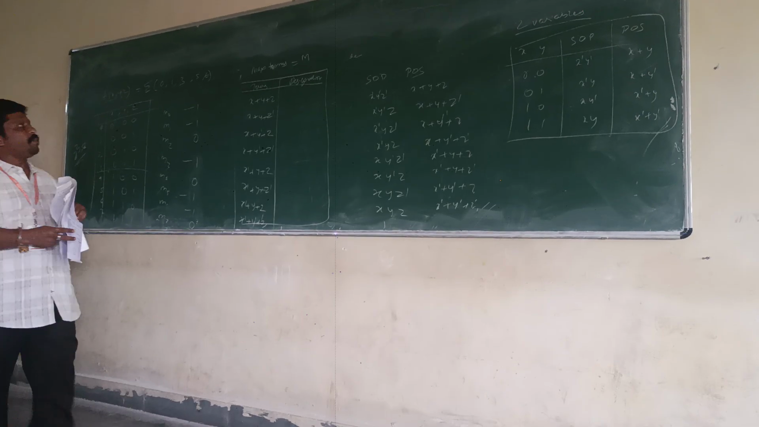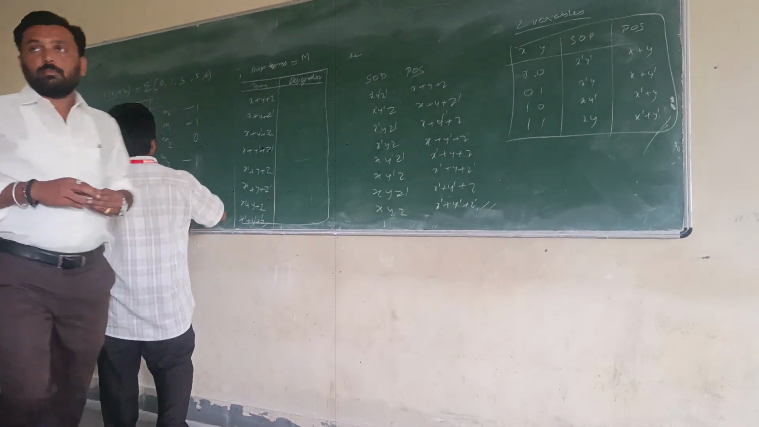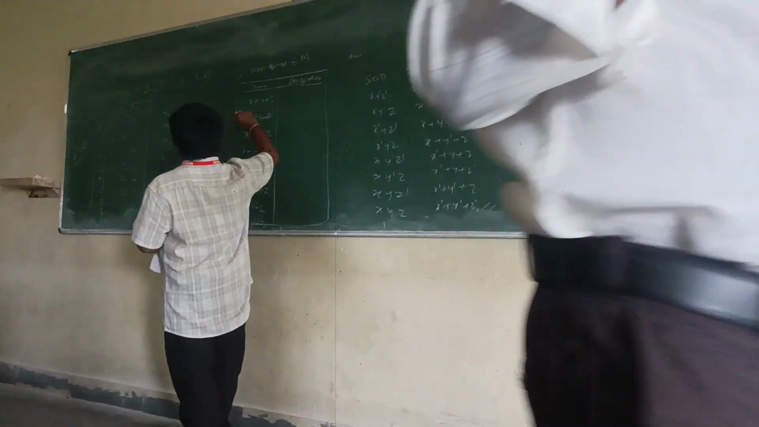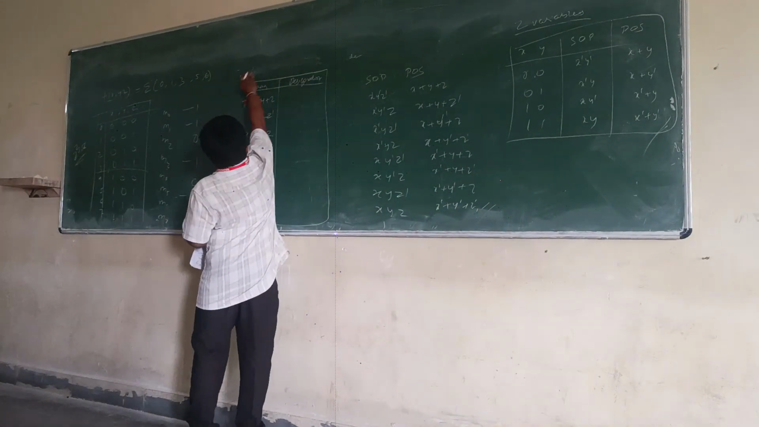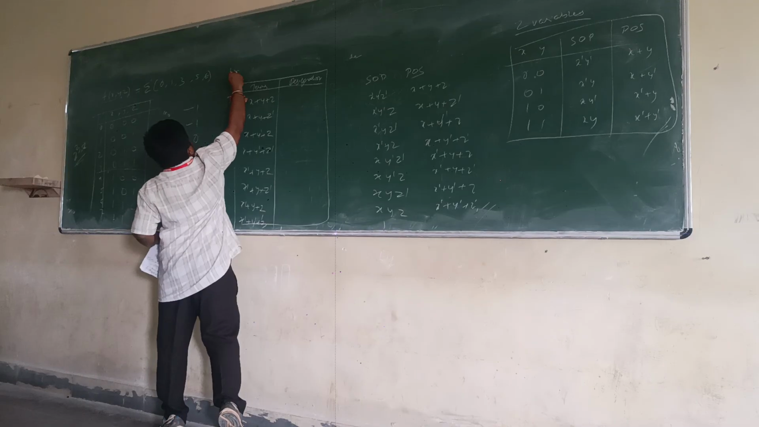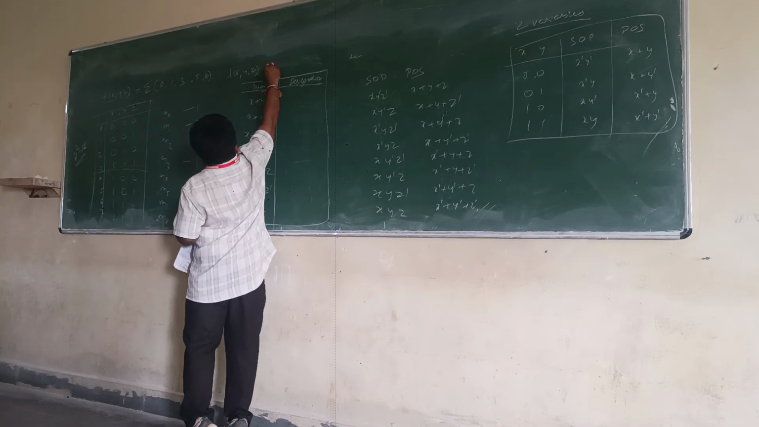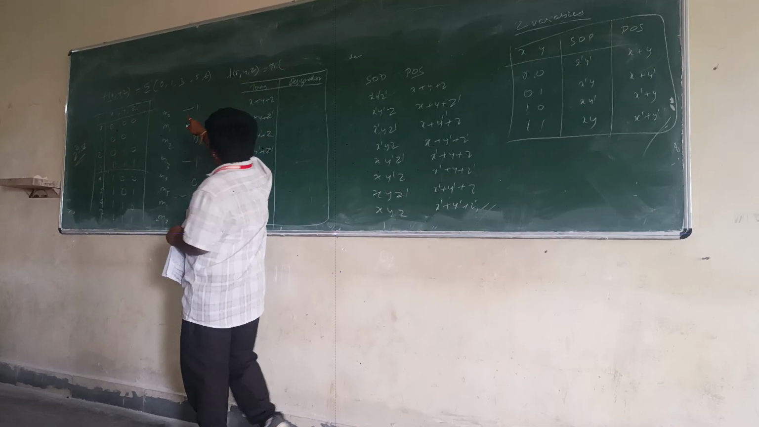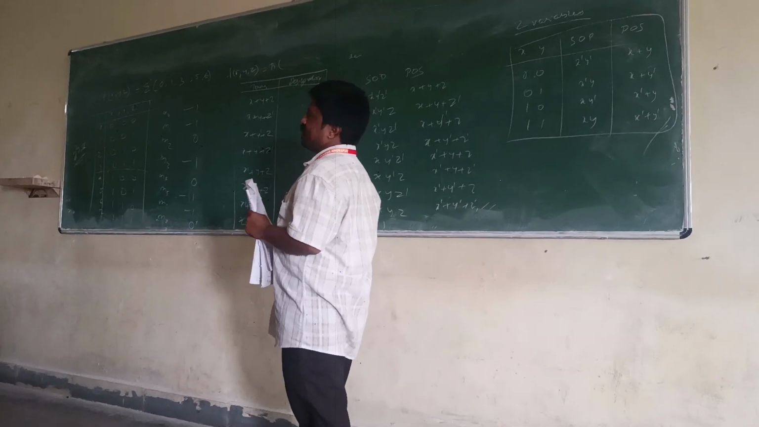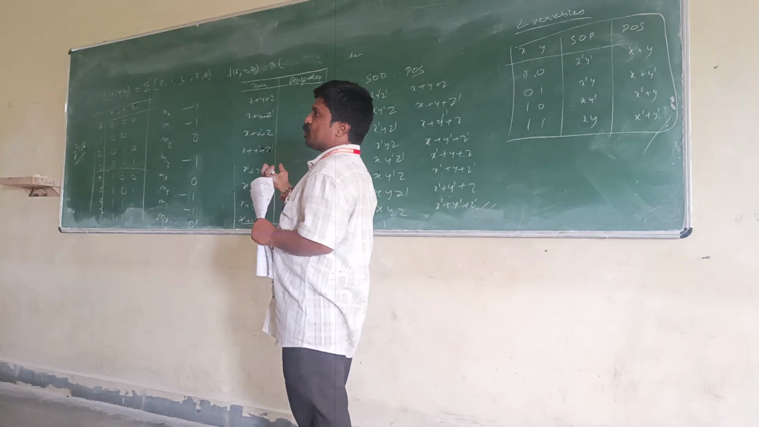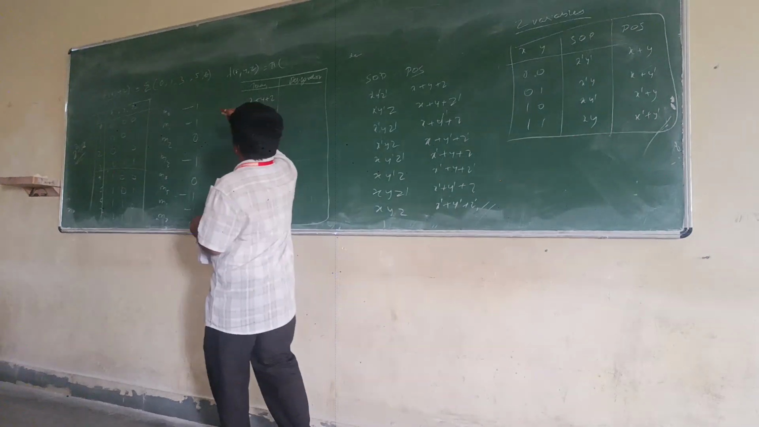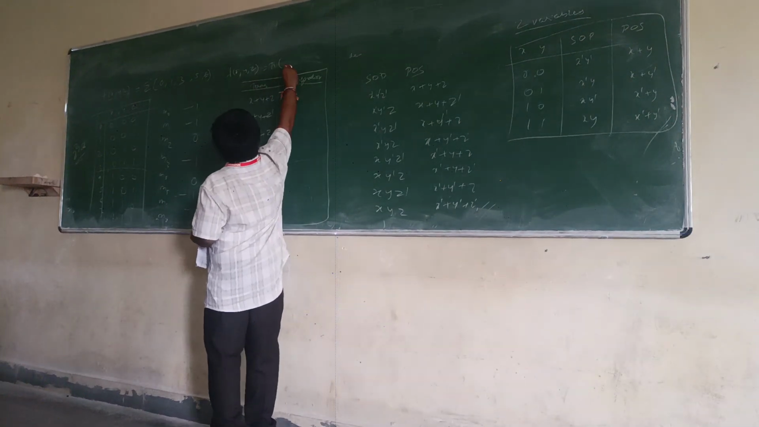Okay, if I go with the max terms, the same function I am writing in the POS form, that is f of x, y, and z, the pi form. Wherever you find 0, 1, 3, 5, 6, that is to be replaced with the opposite number. Whichever 0 is there, leave it.